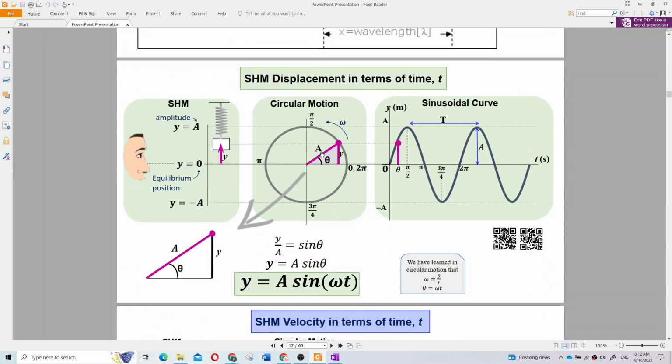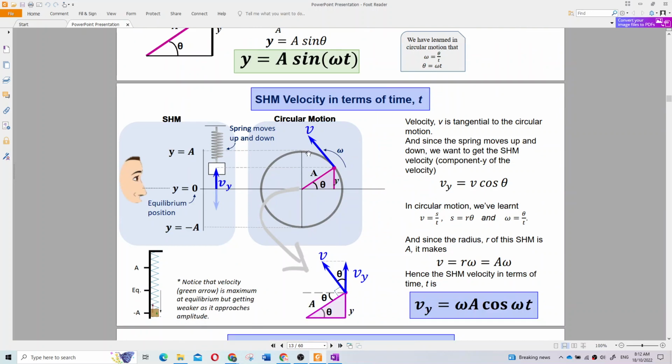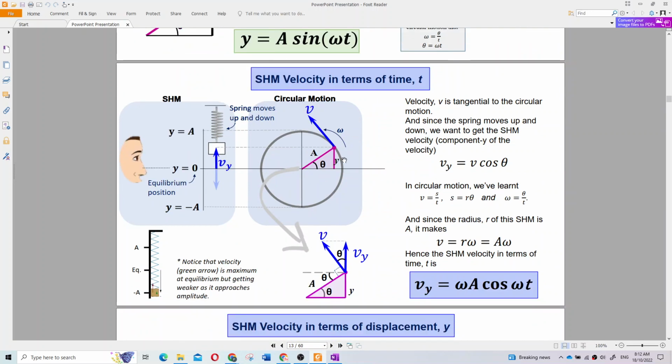Briefly, the displacement equation is based on the y component of amplitude. The equation is y equals a sine omega t, and we get a sine curve. The velocity graph is based on the y component of tangential velocity, and this is the velocity versus time equation, which gives a cosine graph. I will draw the graph for you.